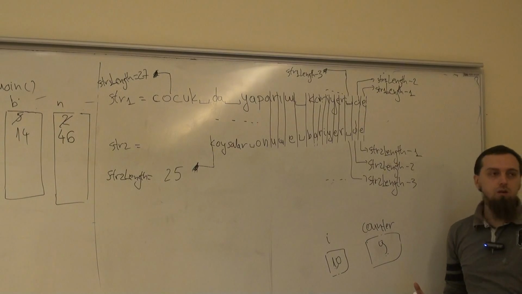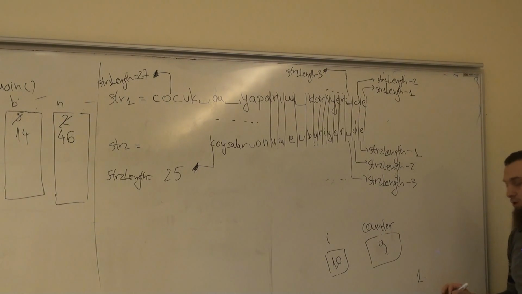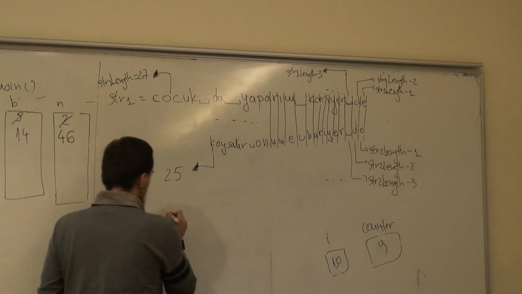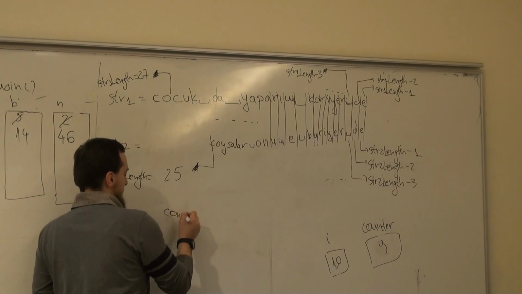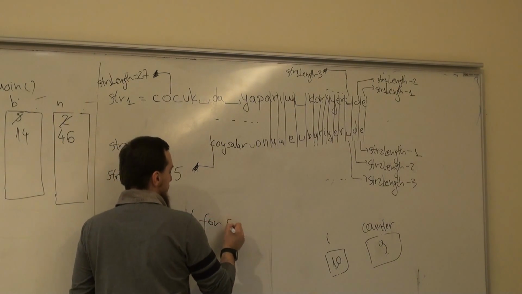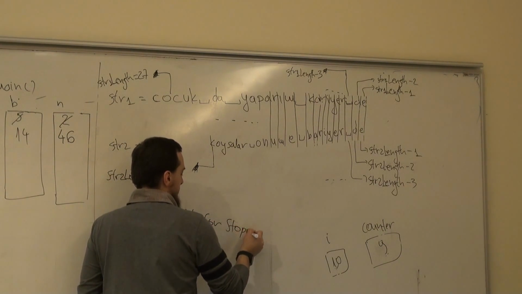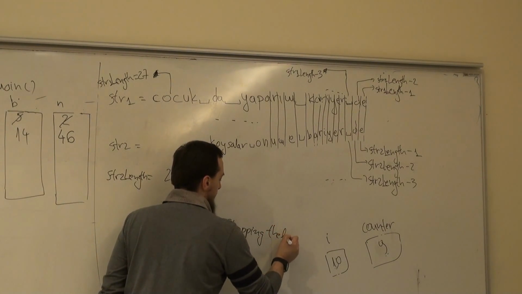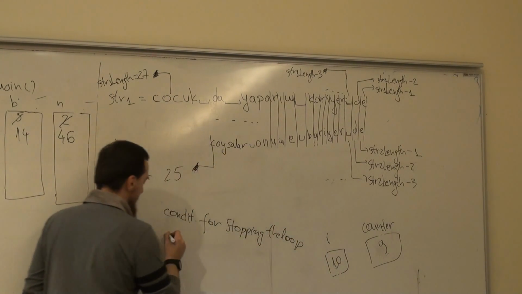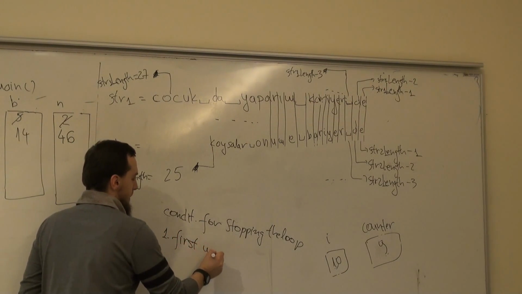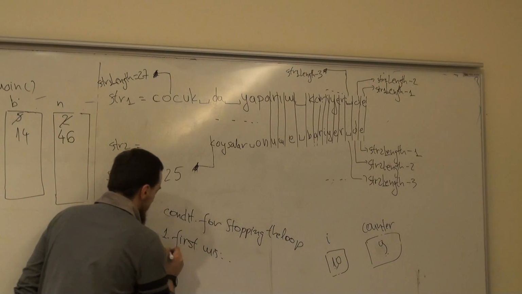However, there's another condition. How do we stop the loop? The condition for stopping the loop. So, condition for stopping the loop: 1, first mismatch. 2, which one?